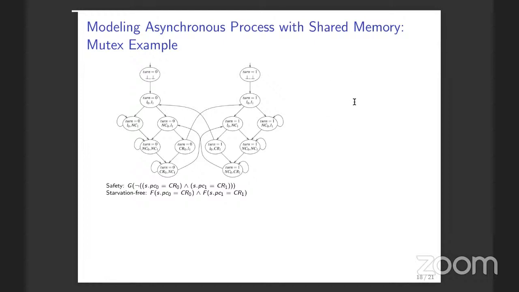If you take all possible values of the PC, there are other states that are missing here, and I've not shown them. Obviously there are potential states in which process 0 can be in CR0 and process 1 can be in CR1, and they're not shown here because they're not reachable from these initial states because of the way the weight semantics works.